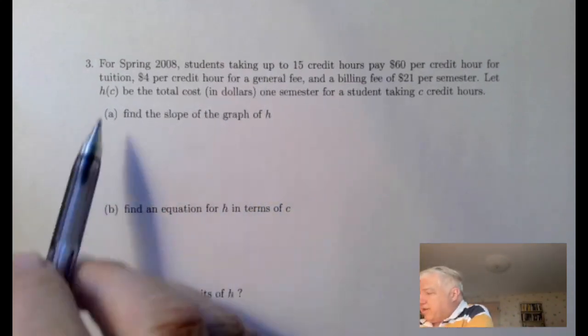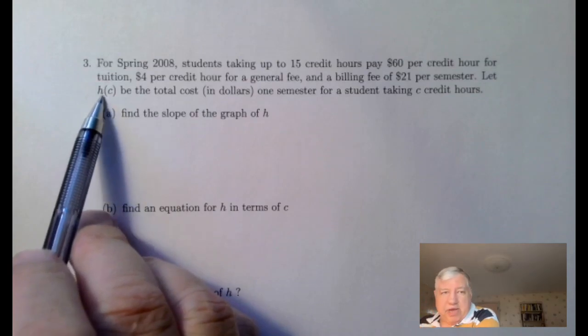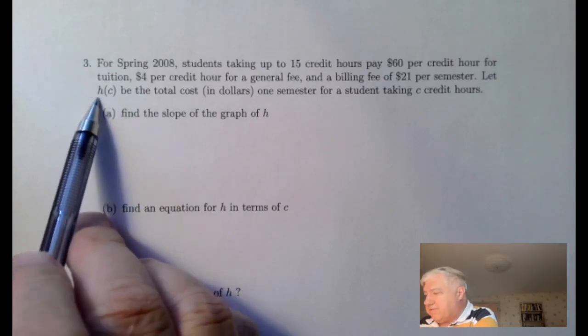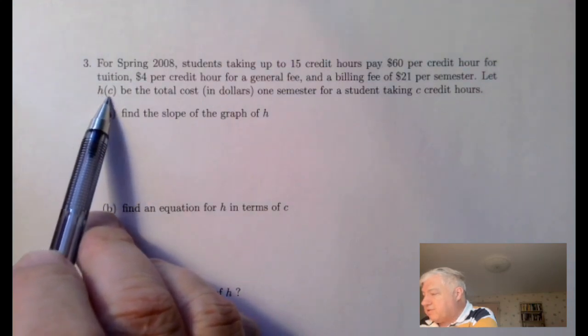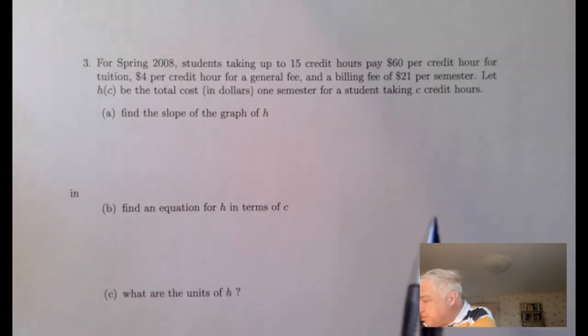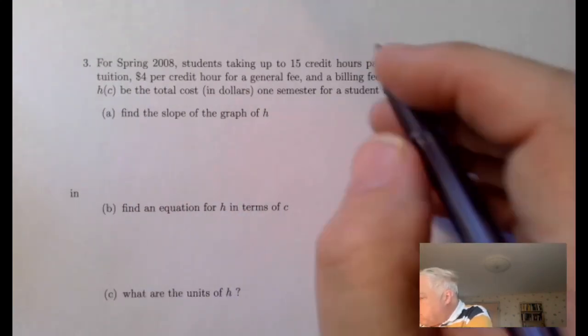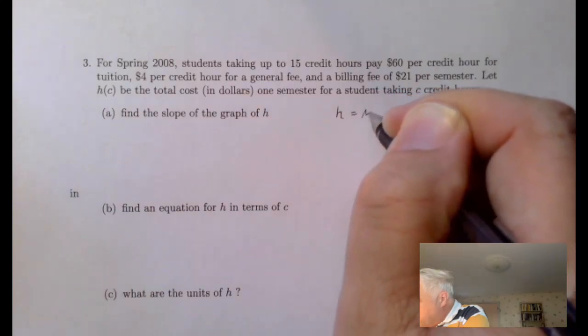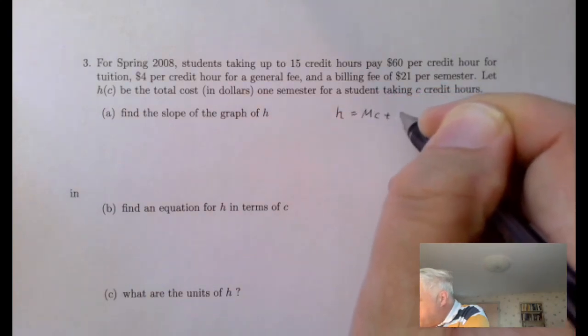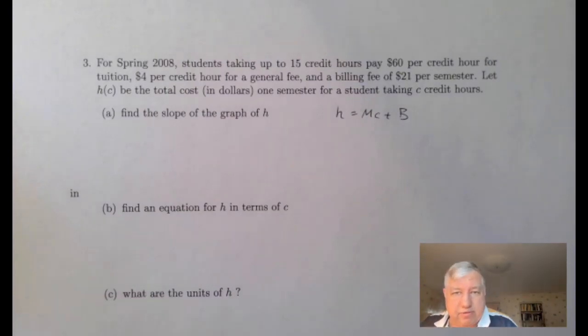Now what's going on here is that H of C is a function. H is a function of C. That's what this means. And so C stands for credit hours. So the cost H is a function of the number of credit hours. So we're looking at a function where H is going to be some M times C plus B. Okay, that's what we really want to do. And in part A, they're asking for the M.